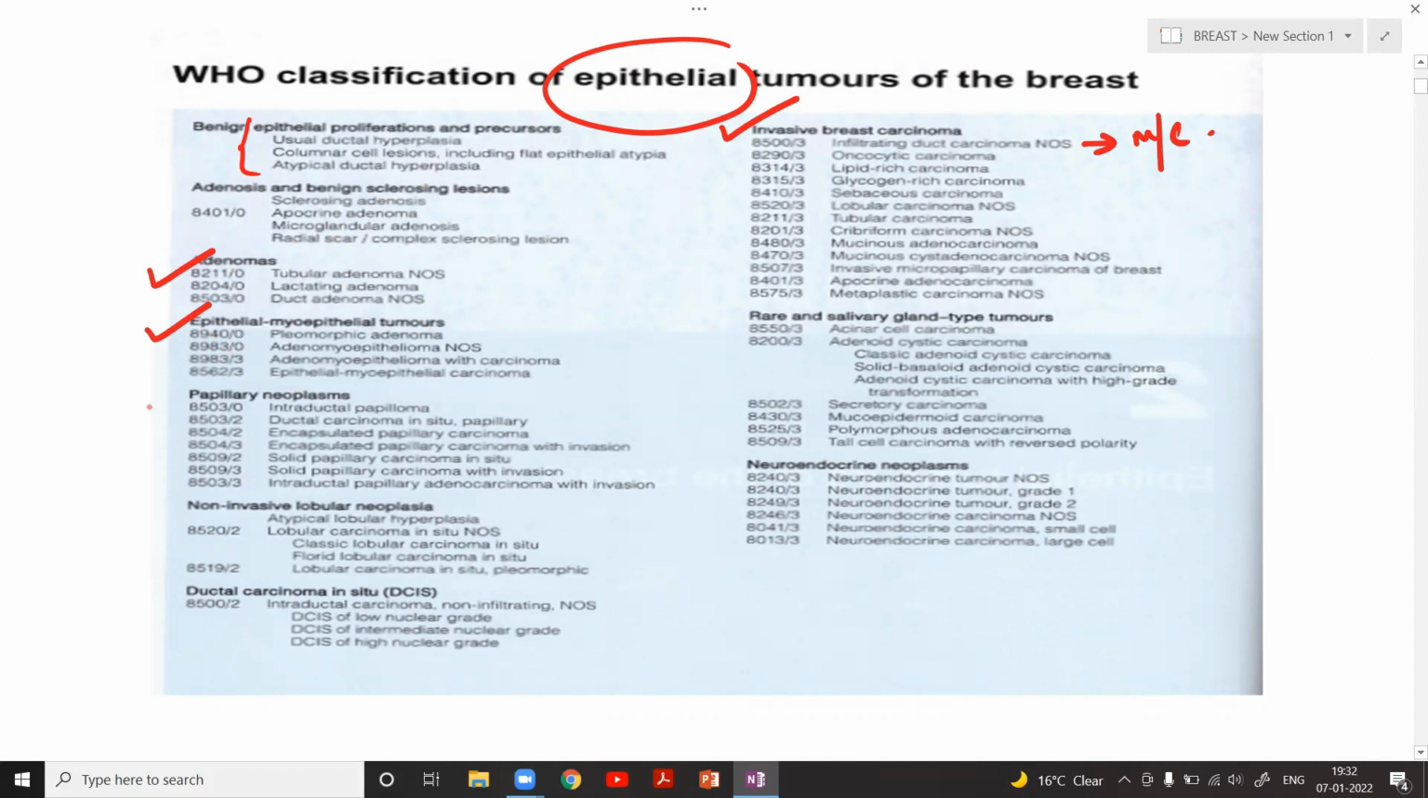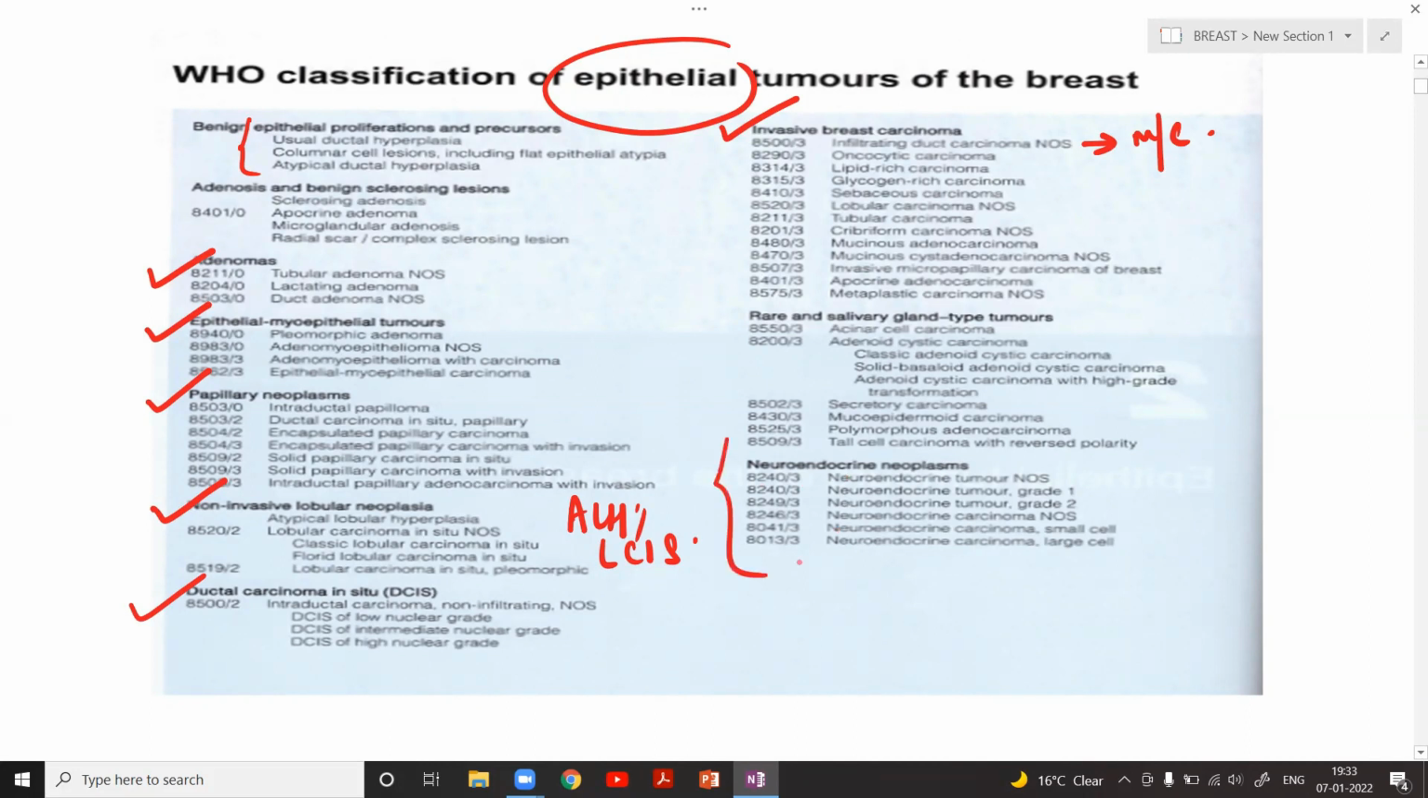Then we have certain epithelial myoepithelial tumors, which resemble the tumors of the salivary gland, like pleomorphic adenoma and epithelial myoepithelial carcinoma. Then there is a very important heading, the papillary neoplasms of the breast. That includes intraductal papilloma, ductal carcinoma in situ papillary variety, encapsulated papillary carcinoma, and one with invasion, solid papillary carcinoma. Then we have the non-invasive lobular neoplasia, that is atypical lobular hyperplasia, ALH, and LCIS. They come under this particular category. Among the DCIS category, we have already discussed in the previous lecture DCIS low grade, intermediate grade, and high nuclear grade.